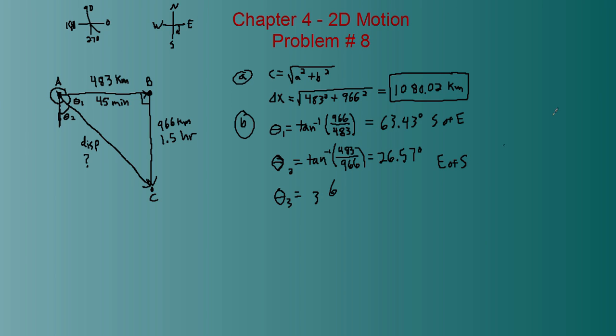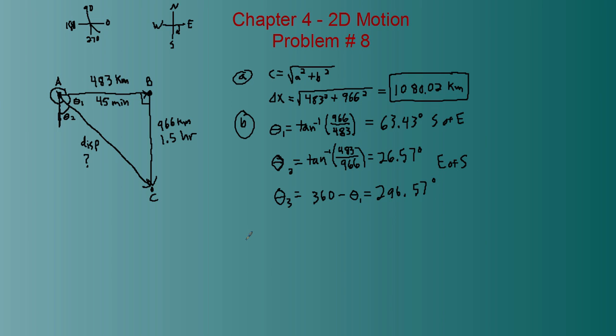Whoa, that was scary. 360 minus theta 1, because this piece missing is theta 1, and that's going to be 296.57 degrees, and we don't need any of that.